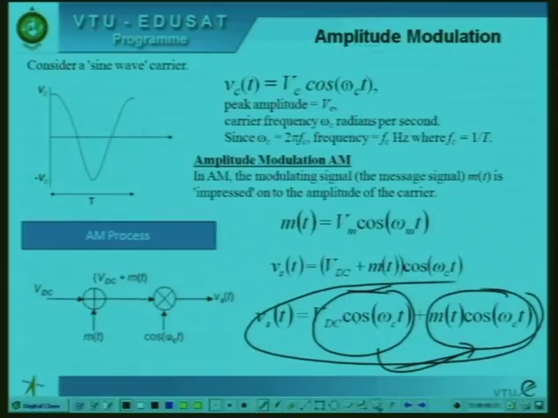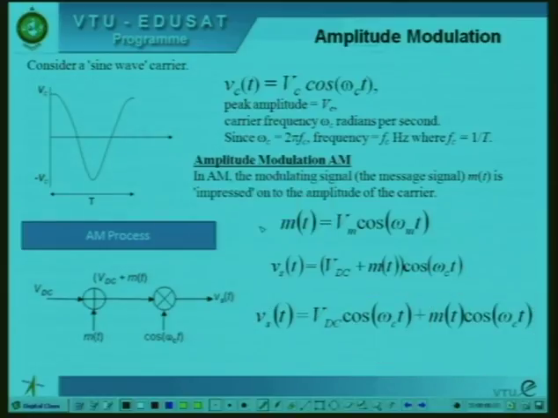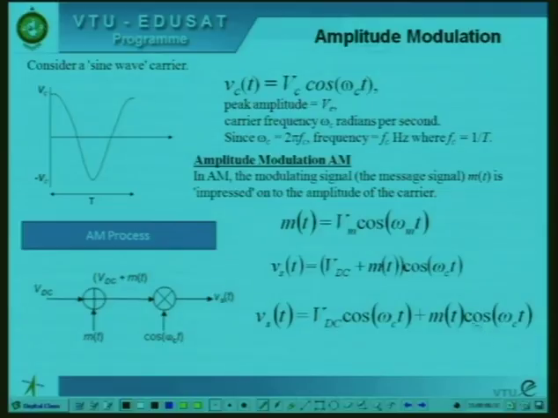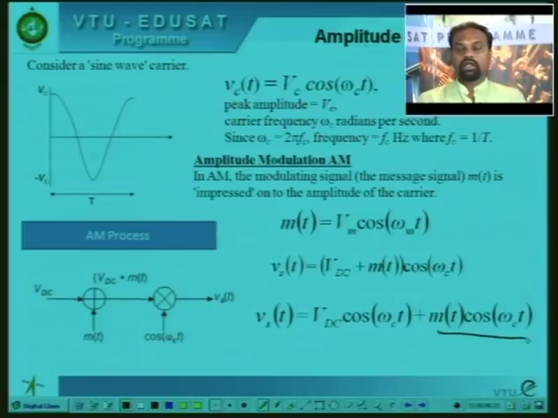It is a very interesting thing that all of us have to really understand, why we are supposed to have VDC cos of omega Ct plus m of t cos of omega Ct. Let me summarize. Cos of omega Ct into m of t translates low frequency to high frequency. That is done. Now, to get back m of t at the receiver, we have to further multiply this with cos of omega Ct.